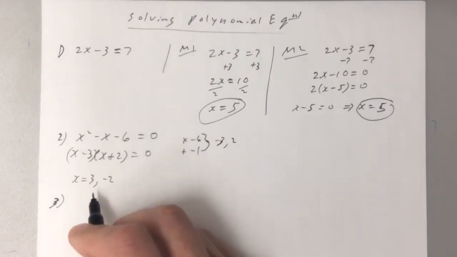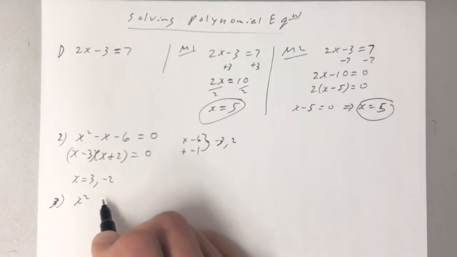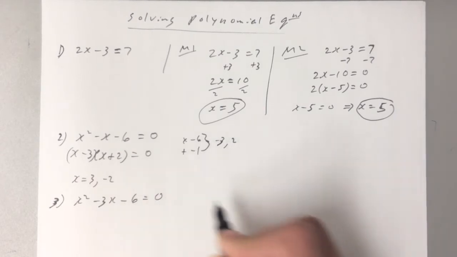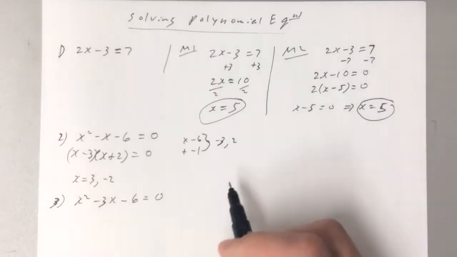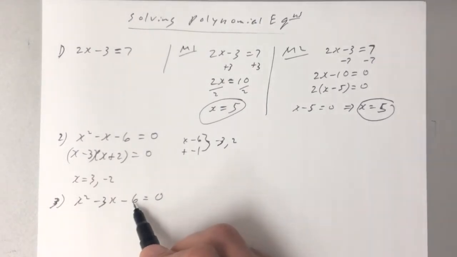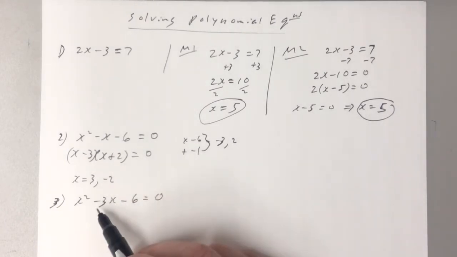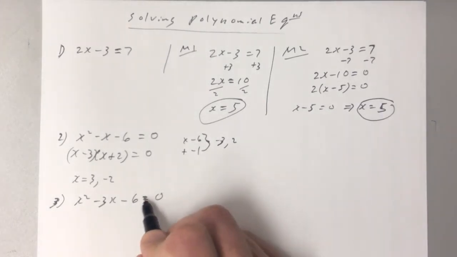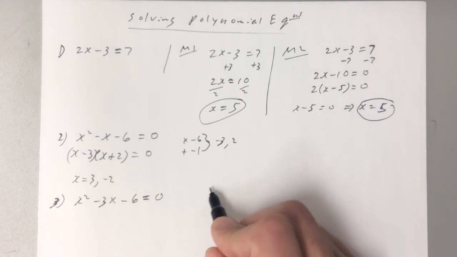Otherwise, we might have a quadratic like x squared minus 3x minus 6 equals 0. And for this one, it doesn't factor. There are no two nice numbers that multiply to negative 6 and add to negative 3. When you look at the factors of negative 6, it's 1, 2, 3, and 6. Those combinations aren't going to get you negative 3. So you have to use the quadratic formula.